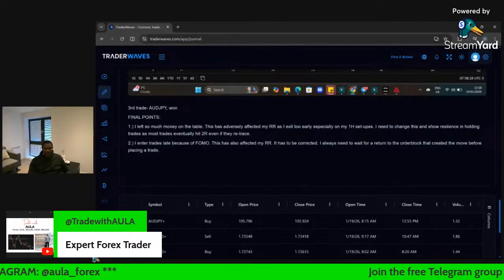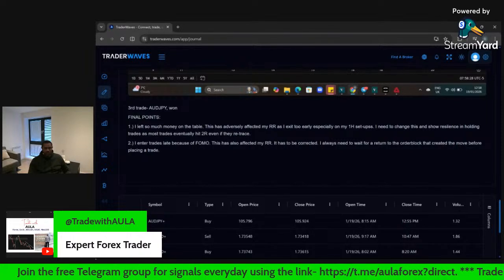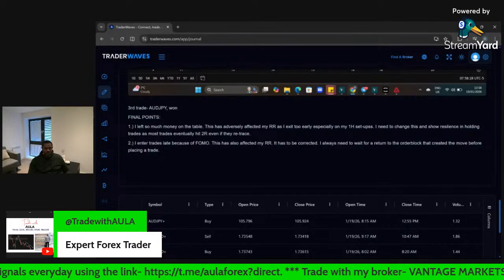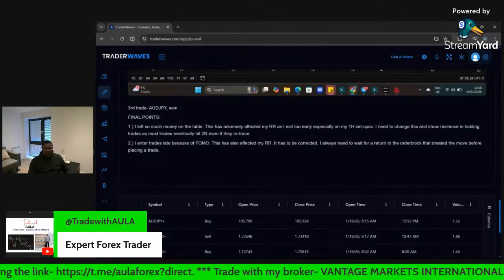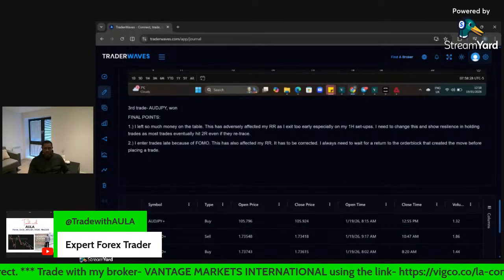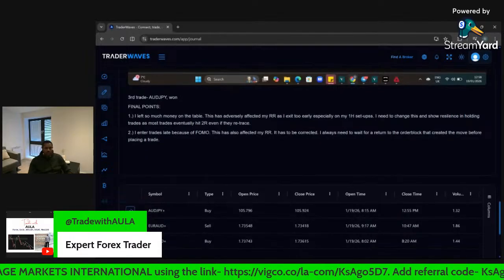This has adversely affected my risk to reward as I exit early, especially on the 1R setup. I need to change this and show resilience in holding trades, as most trades eventually hit 2R, even if they retrace. I enter trades late because of FOMO, fear of missing out. This has affected my risk to reward. It has to be corrected. I always need to wait for a return to the order block that created the move before placing a trade. And that's exactly what I did today.